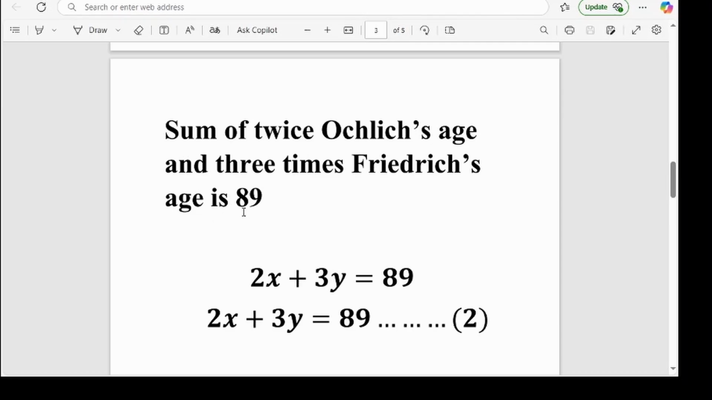So the "is" here represents equal to, right? Whenever you see "is" or "was" in a word problem, it represents an equal to measure, right? So we have the sum of twice Ocklich's age and thrice Friedrich's age is 89 as 2x plus 3y equals 89, and this is represented as equation 2.